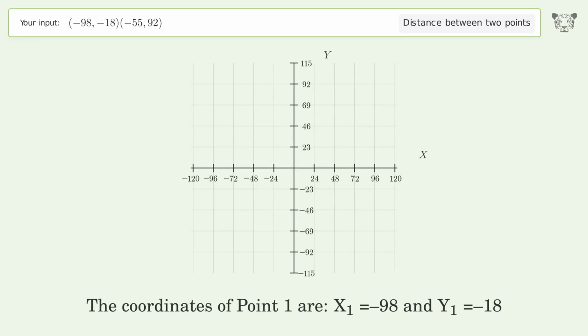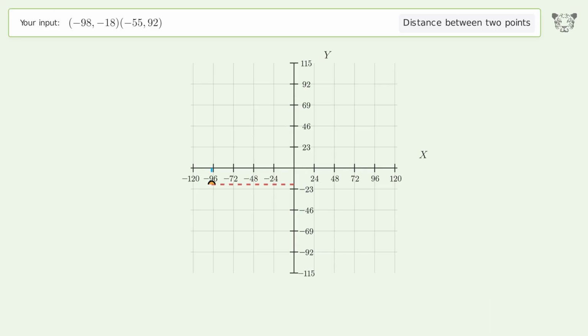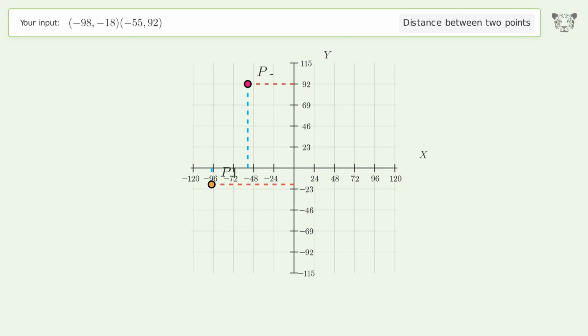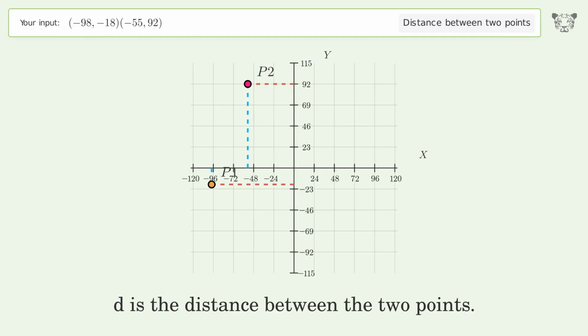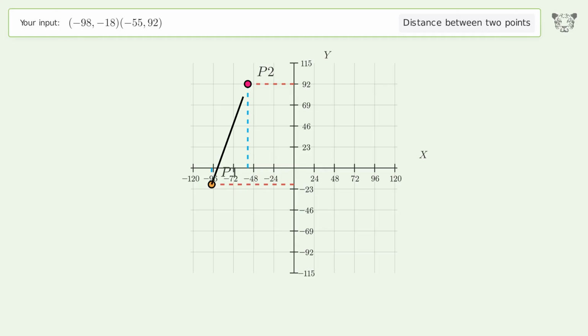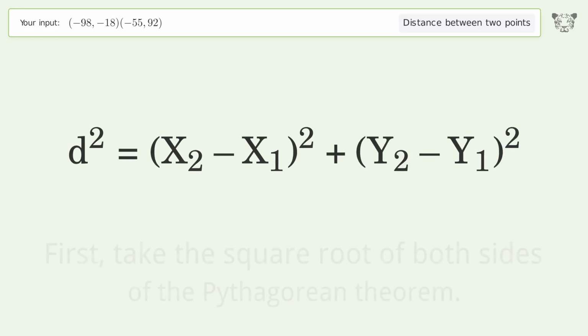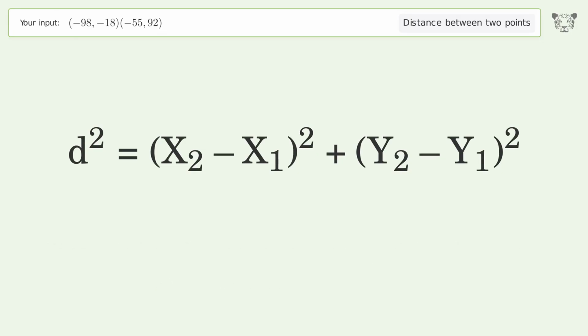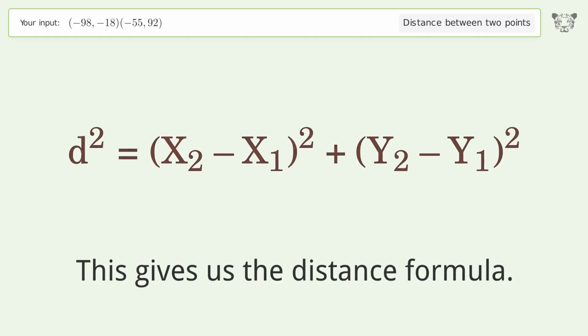The coordinates of point 1 are x1 equals -98 and y1 equals -18. The coordinates of point 2 are x2 equals -55 and y2 equals 92. D is the distance between the 2 points. First, take the square root of both sides of the Pythagorean theorem. This gives us the distance formula.